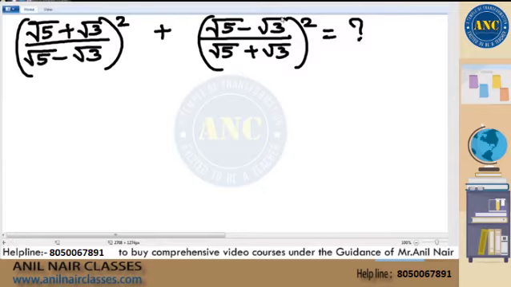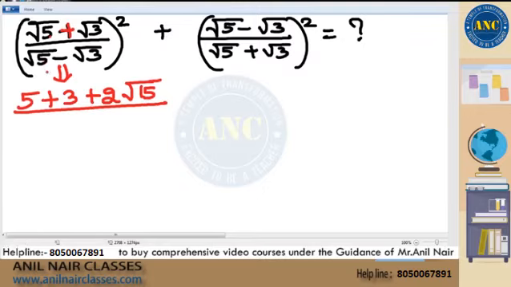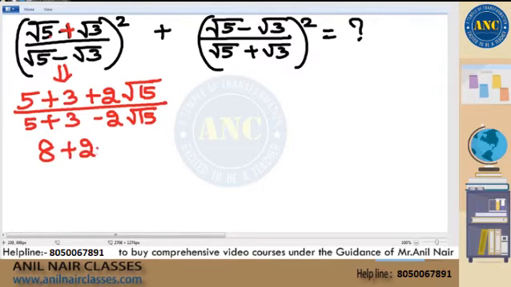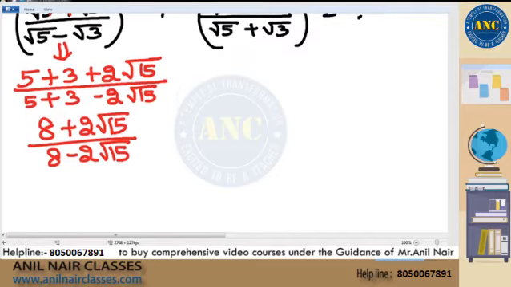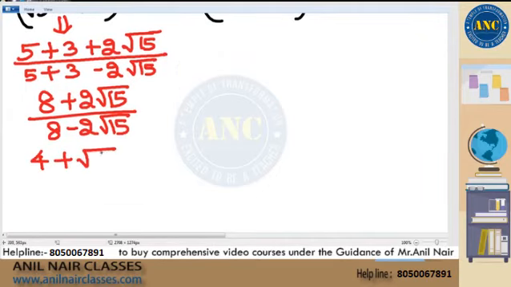Now let me take this particular term initially. This is (a plus b) whole square. Expand: a square is 5, b square is 3, plus 2 into ab, root 5 into root 3 is root 15. Similarly, the denominator, if I expand, a square is 5, b square is 3, minus 2ab, minus 2 root 15. You will be left with 8 plus 2 root 15 in the numerator and 8 minus 2 root 15 in the denominator. If I take 2 common factor, the final thing you are left with is 4 plus root 15 divided by 4 minus root 15.